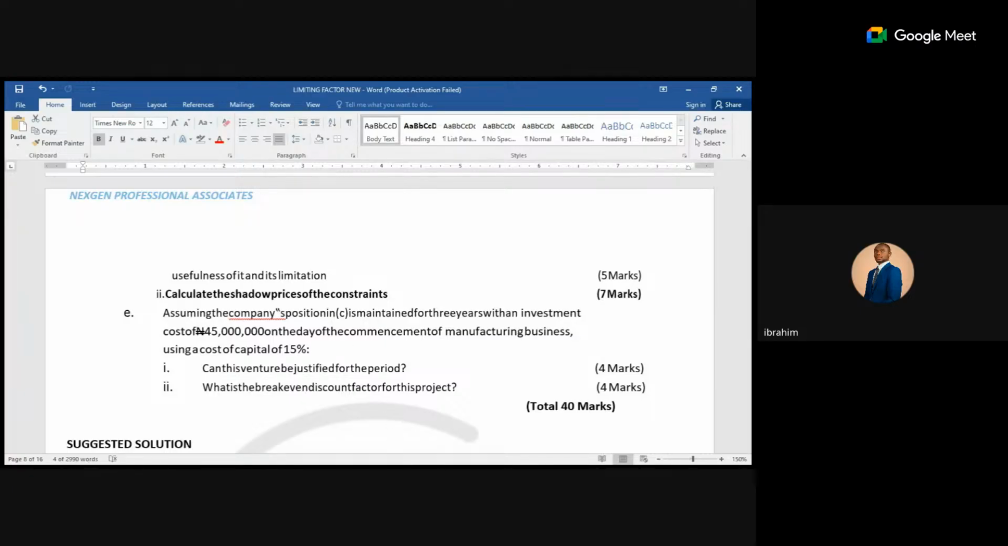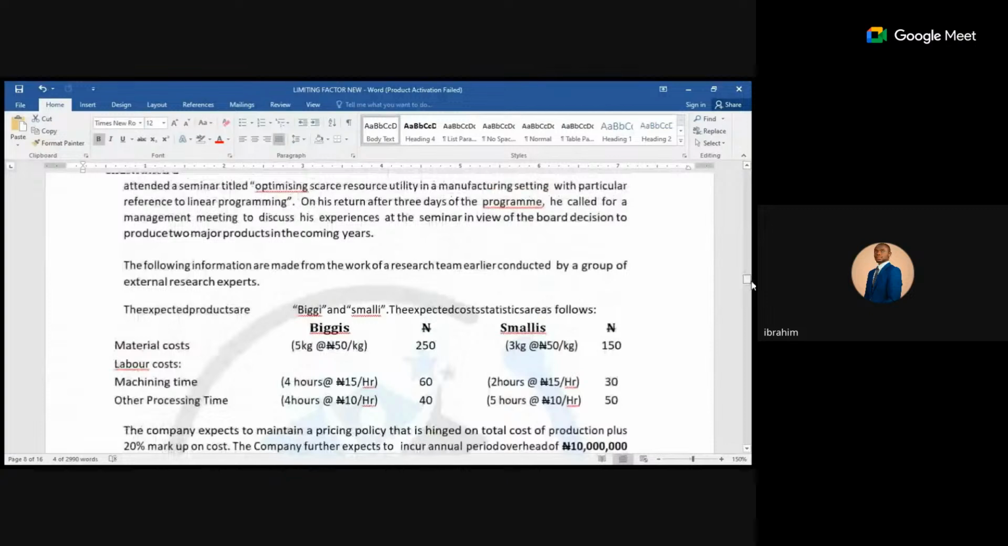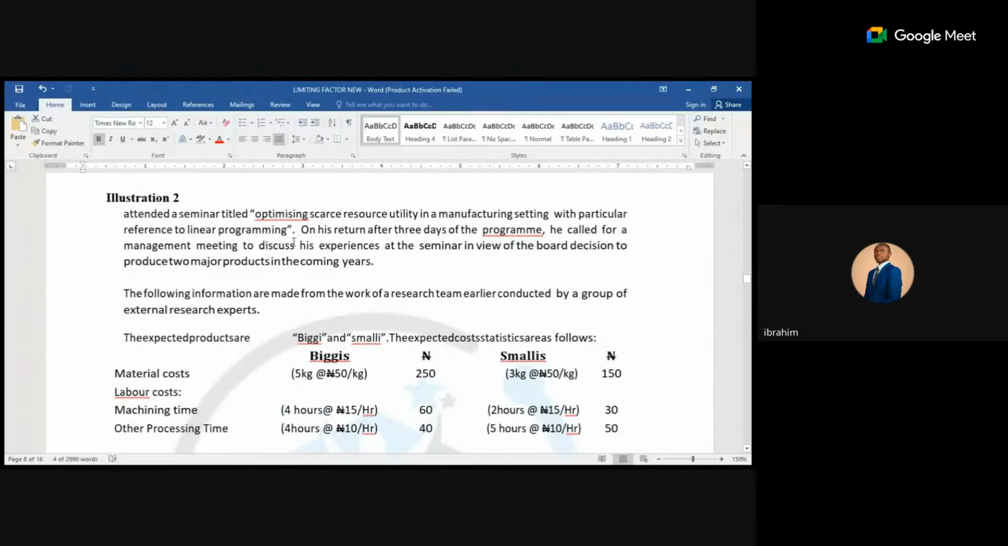But the question now is, the project is for how many years? Is it for 1 year? 2 years? 3 years? We don't know. So we need to check if we have something like that in the question. So the project will last for how many years?